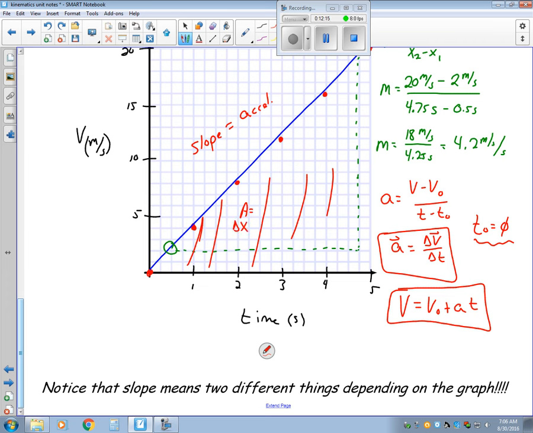So notice then that slope means two different things depending on the graph. The last graph we saw was a position versus time graph, and there the slope meant velocity. And here we have an acceleration versus time graph. I'm sorry, a velocity versus time graph. So slope means acceleration. All right, this will conclude video 2.